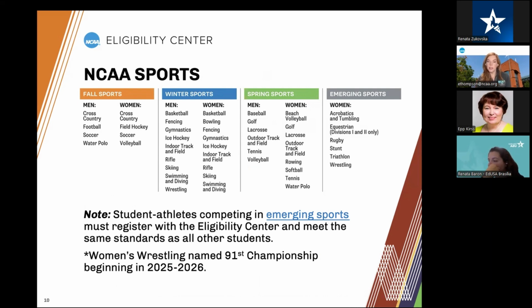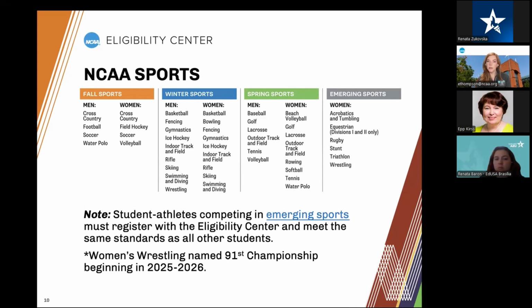Women's wrestling just recently moved from an emerging sport, which just means a smaller number of colleges or universities offer it, so it's not yet at a national championship level. But women's wrestling was just named the most recent sport to move to a championship level. So, beginning this fall, it will also have a national championship with us.